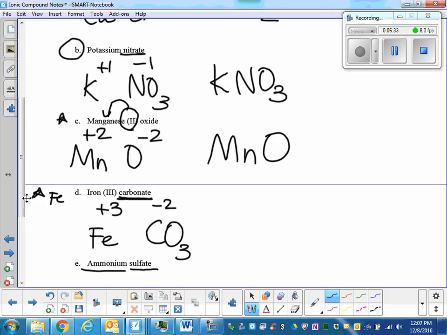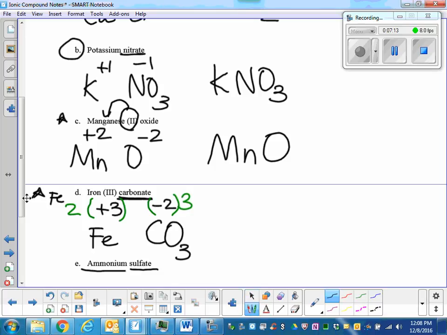Here comes trouble. One is +3, the other one is -2. How can I cancel them? What can I multiply this by so that they cancel? Okay, multiply 3 by 2, and then multiply -2 by 3. So how many iron do I need? 2. How many carbonates do I need? 3. Now pay attention very carefully.